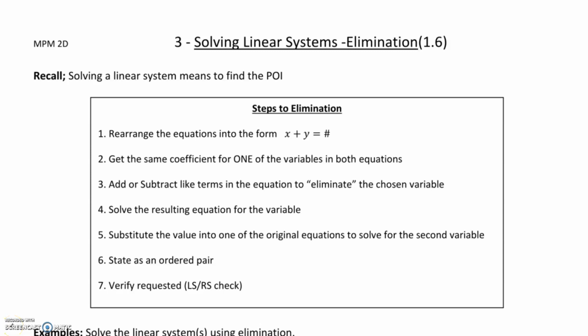This is lesson 3, solving linear systems by elimination. So we're going to be solving a linear system, which remember means to find the POI, but we're going to use a different method than substitution, which is what we learned yesterday. It's called elimination, and the steps are in this box.